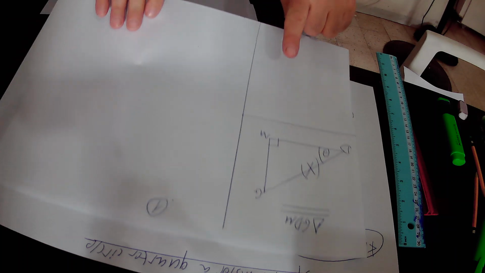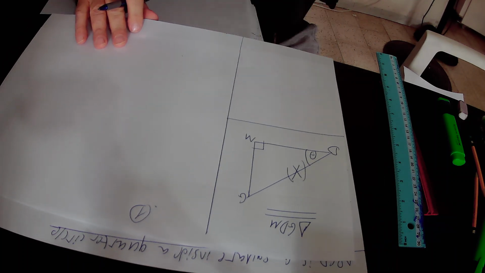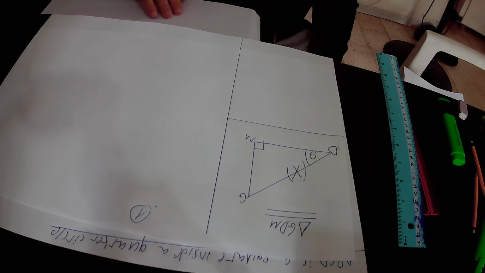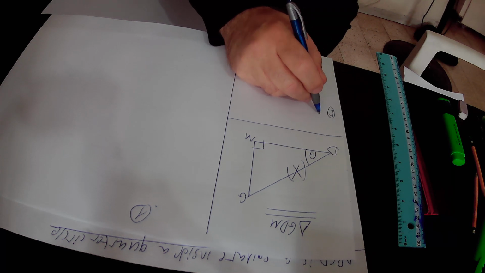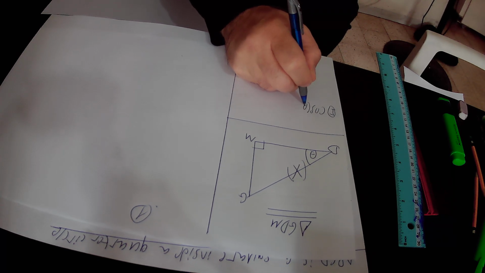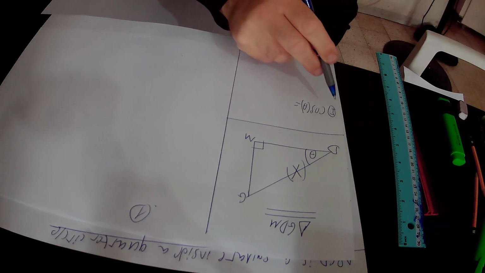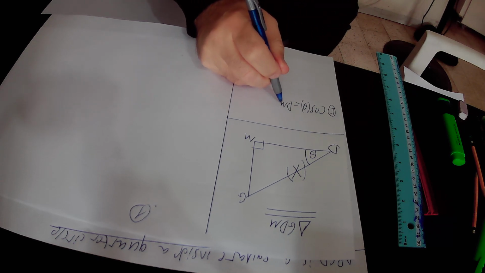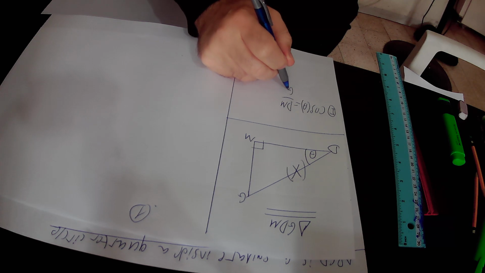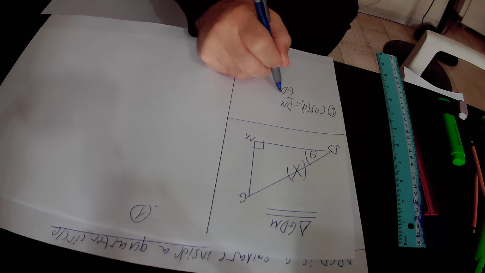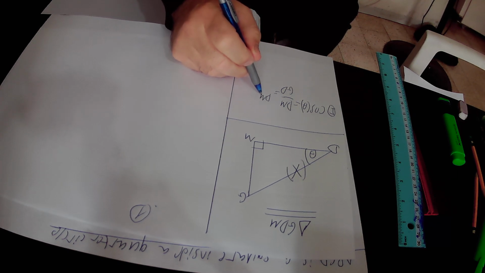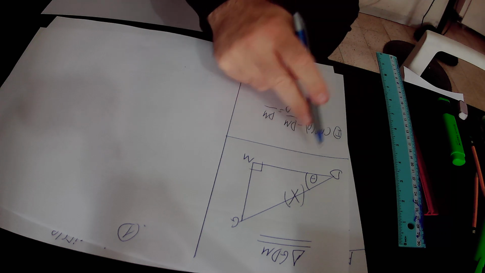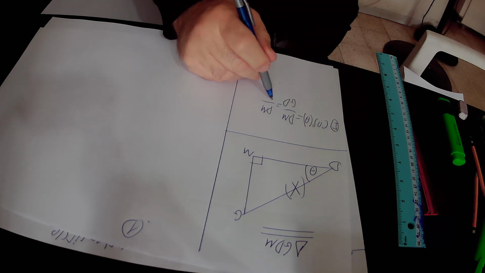So actually, this is the small right triangle GDM that I copied from the original drawing. In this small right triangle GDM, it is very easy to see that cosine theta equals DM over GD. So cosine theta equals DM, the missing side, so we leave it as it is, over GD. GD is x, therefore we substitute GD by x.